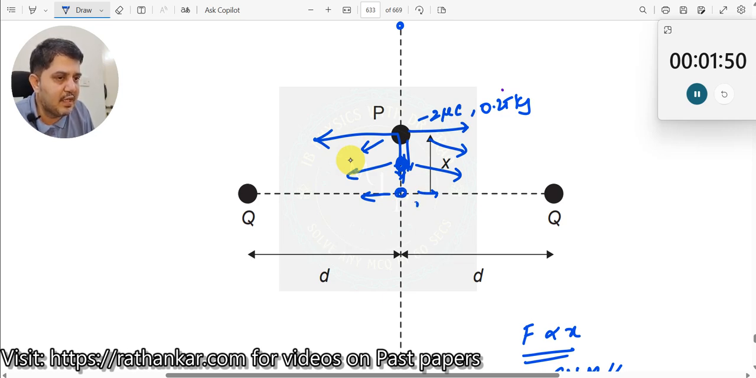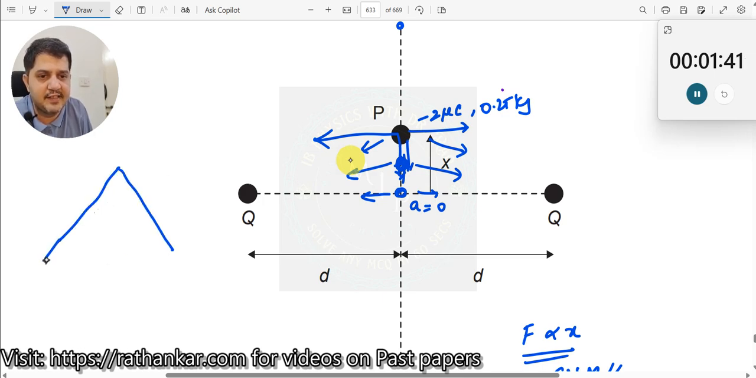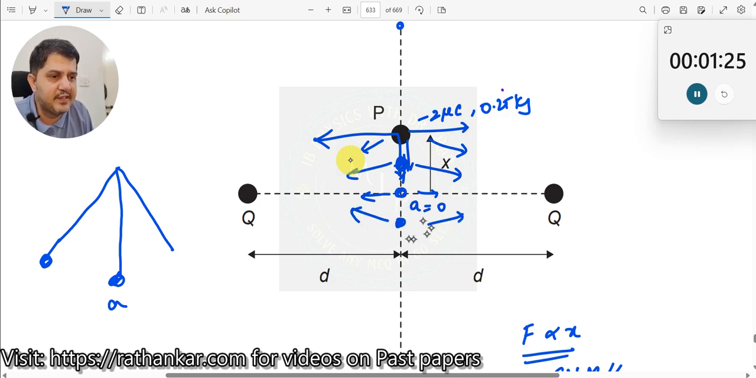When force is 0, what will happen to the acceleration? Acceleration is also 0. You have learned a similar mechanism in the simple pendulum. You have two extremities like this. Now as the pendulum comes to the center, what will be the acceleration? Acceleration will be 0, velocity would be maximum. Here also acceleration is 0. Now when the charge comes to this point, what will happen? It is being pulled like this. The velocity now reduces because the resultant force is acting like this. When it comes here, the resultant force is still acting like this, and at one point it stops.